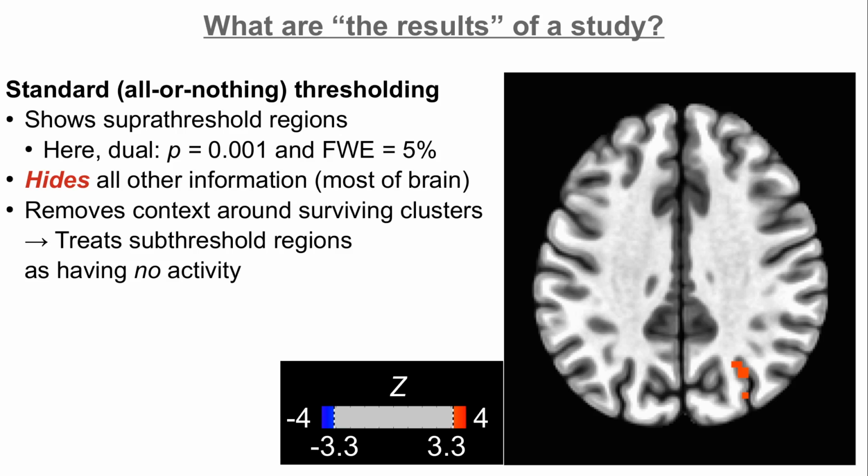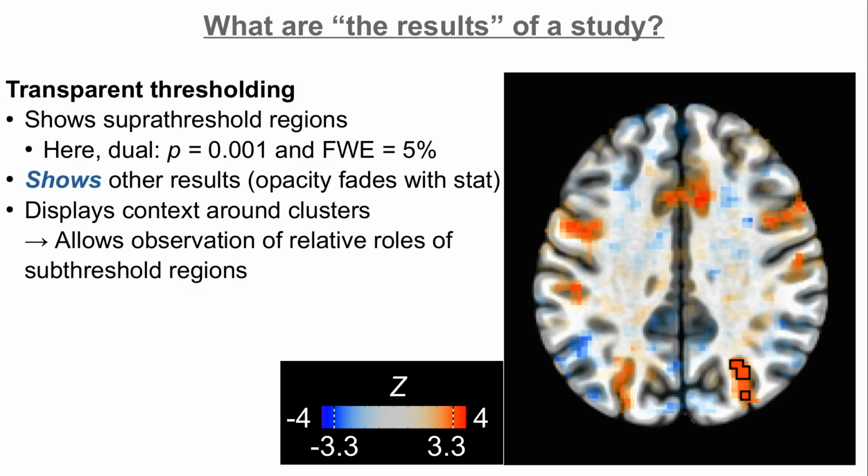And this is even the case, even though we know that often we're studying networks and that a given region like this might actually overlap with one or more functional networks spread throughout the brain, but we know nothing about those. So an alternative to this is to present results in this way with transparent thresholding.